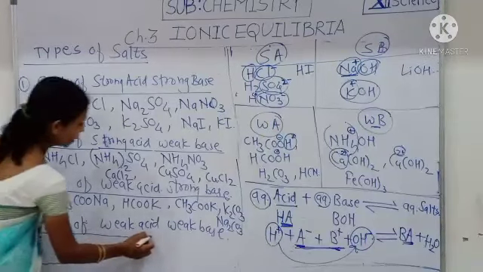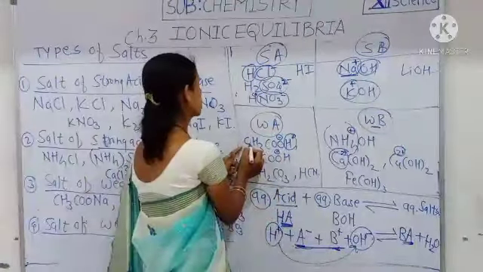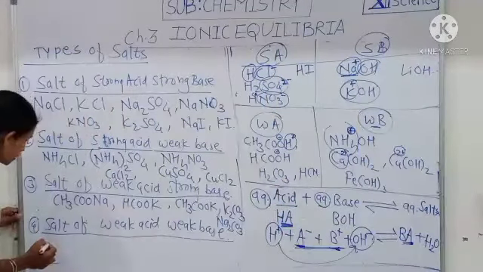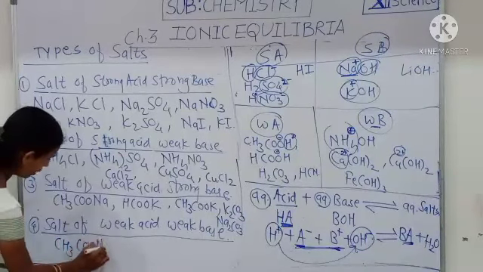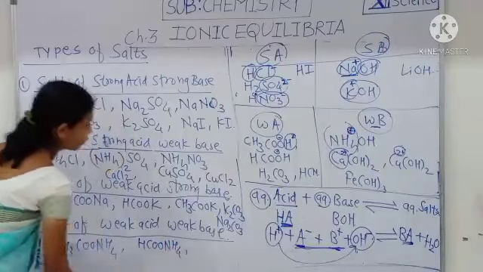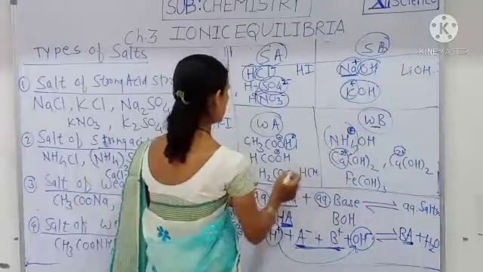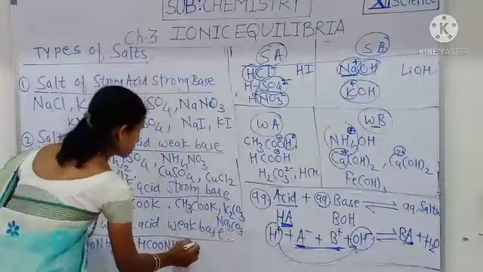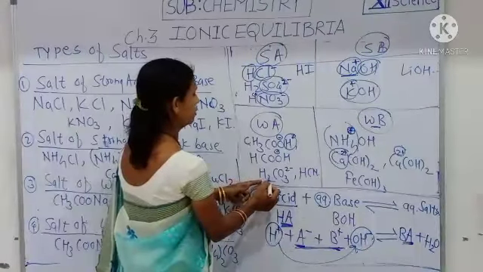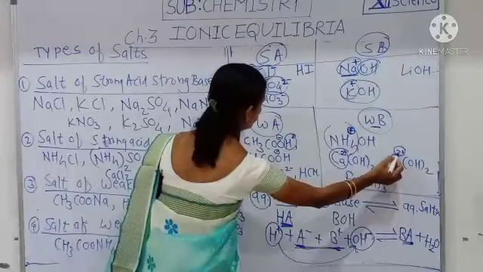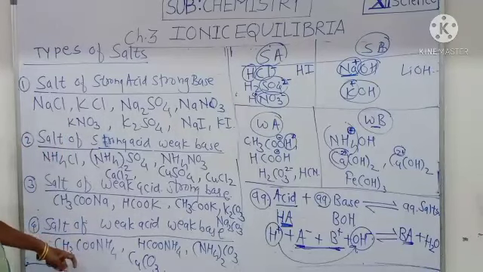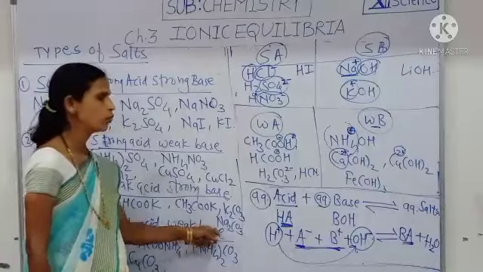Then salt of weak acid, weak base. See here, weak acid, in which CH3COO minus anion of acetic acid and NH4 plus ion of NH4OH form the salt like CH3COONH4, that is ammonium acetate. HCOONH4, ammonium formate, as well as NH4 plus ion and CO3 2 minus ions form (NH4)2CO3, that is ammonium carbonate. And CO3 2 minus ion and Cu 2 plus ions form CuCO3, are a few examples of salt of weak acid, weak base.